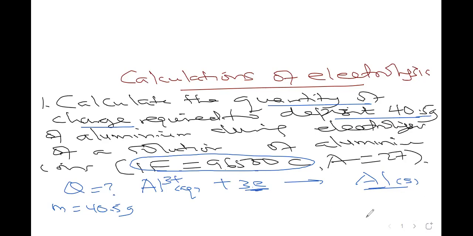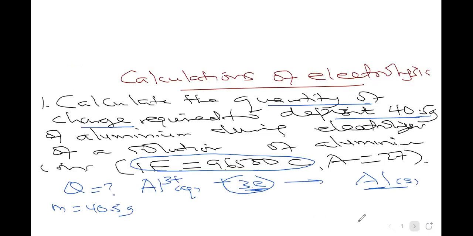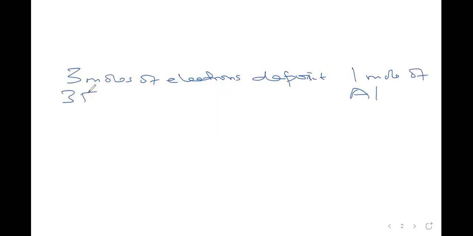So I expect you to begin by saying that, look at this, 3 moles of electrons deposit 1 mole of aluminium. That's according to this equation. But we are given Faraday's constant. So that means 3 Faraday. I'm doing it from first principle, but you learn to go direct. 3 Faraday deposit 1 mole of aluminium.